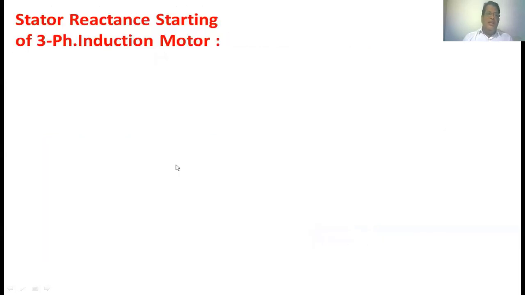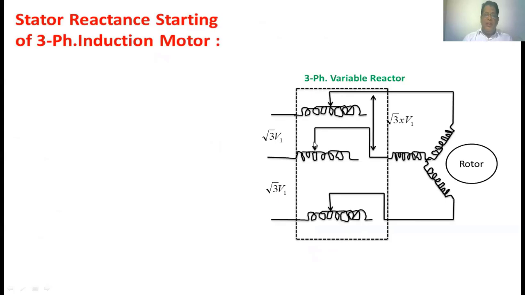Stator reactance starting method of an induction motor. In this method, we are using a three-phase variable reactor between the supply and the stator winding of the induction motor. By varying this variable point, we can apply a reduced voltage to the stator winding at the time of starting, so that it limits the starting current taken by the induction motor. Here, the line voltage we have taken is root 3 V1. The voltage available after the three-phase variable reactor is root 3 times X times V1, where X depends upon the variable point of the three-phase variable reactor.